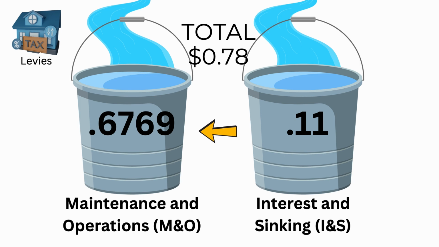Sometimes community thinks that we can take money from INS and use it in M&O or vice versa. That is not the case. The two revenue streams must remain separate.